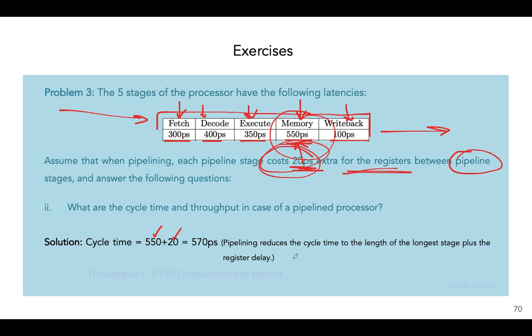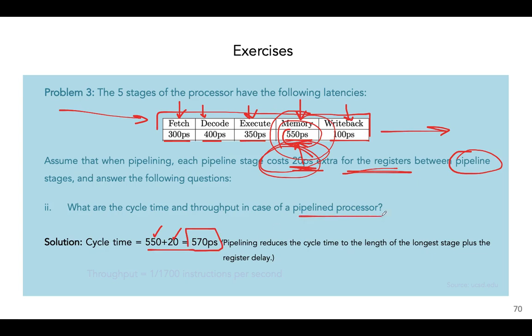So this was a very long description for something that's not that complicated, but I need you to understand this very, very clearly. When we're talking about the cycle time of a non-pipeline system, you have to add all of these up. But in a pipelined system, you only have to consider the largest latency and whatever the latency of any of the registers is. So this is the value you get. 570 ps is your cycle time in a pipelined processor.